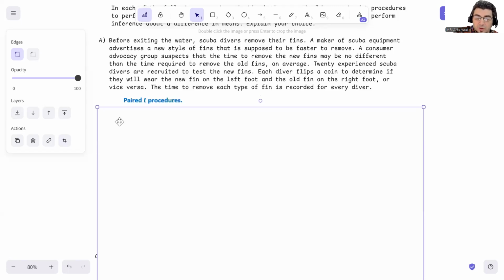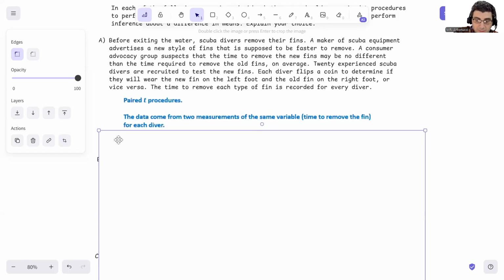So in this case, it's definitely going to be paired T procedures because the data come from two measurements of the same variable. In other words, the time to remove the fin. So it's the same person, but they have one fin on one foot and the other type of fin on another foot. So you're not doing two different samples in this case.